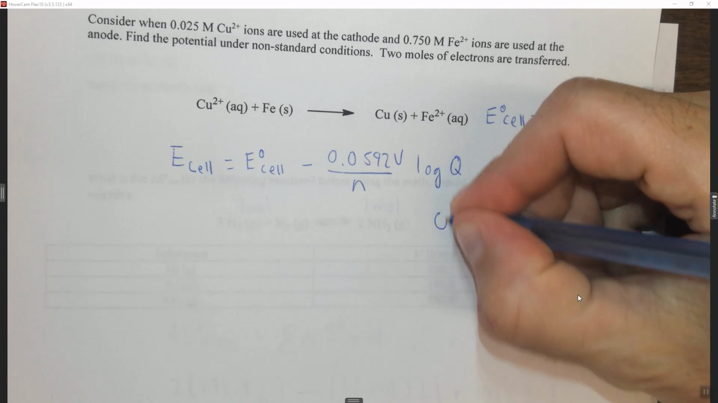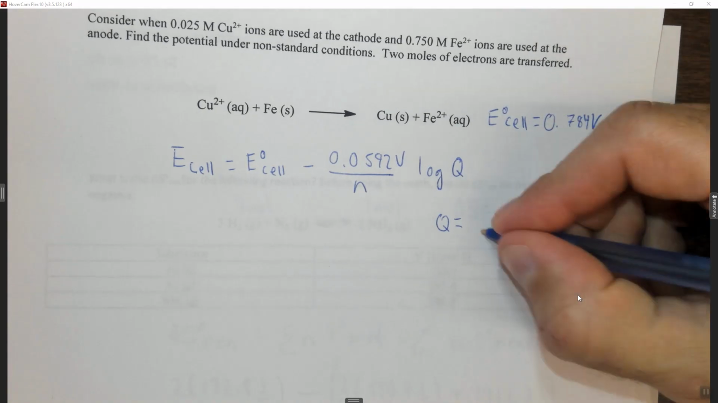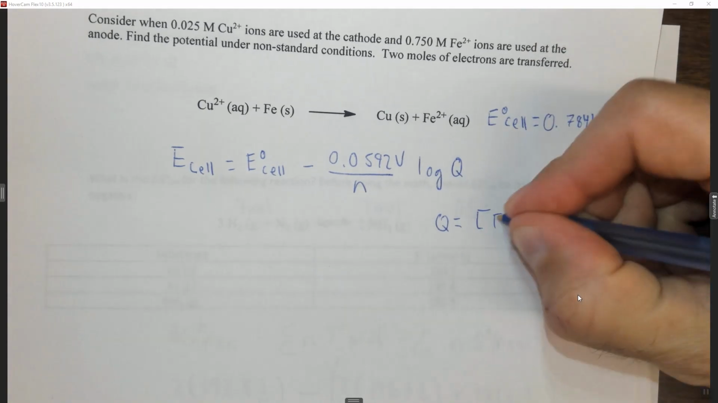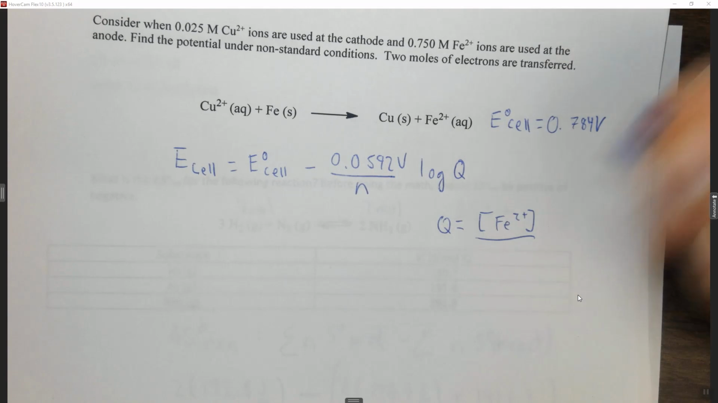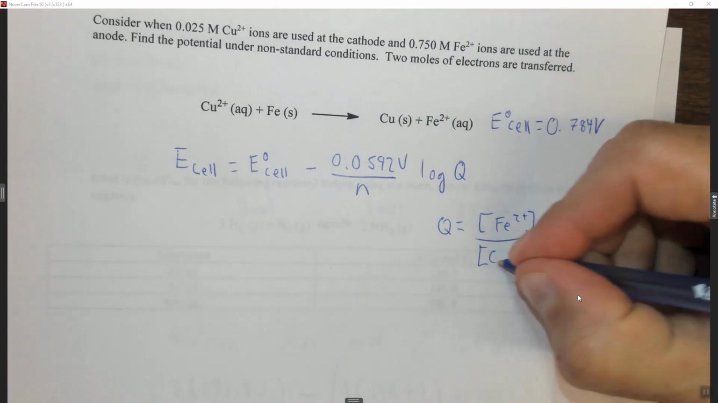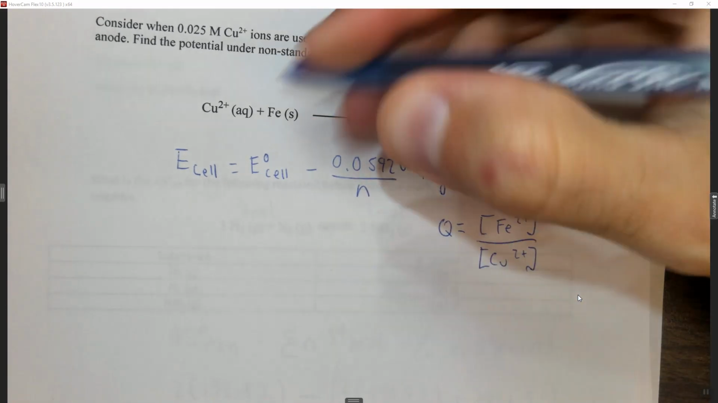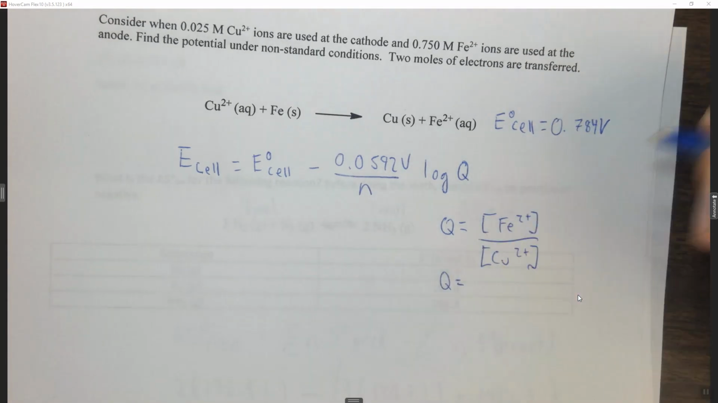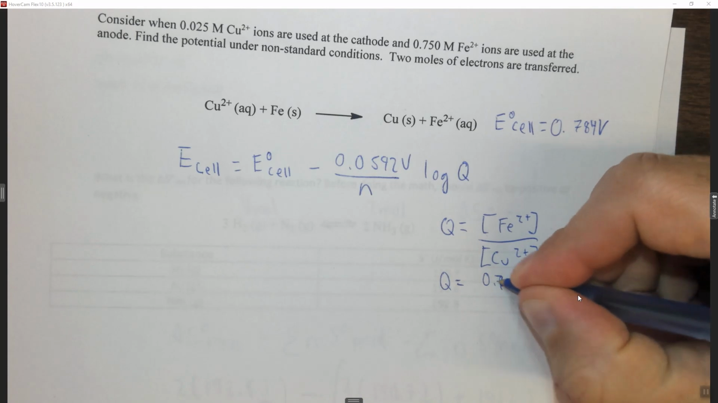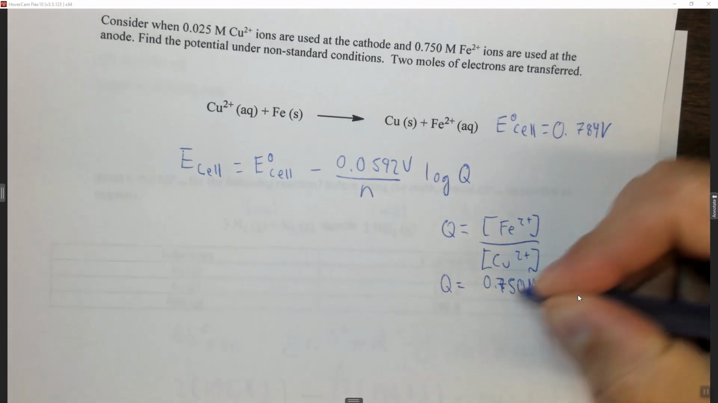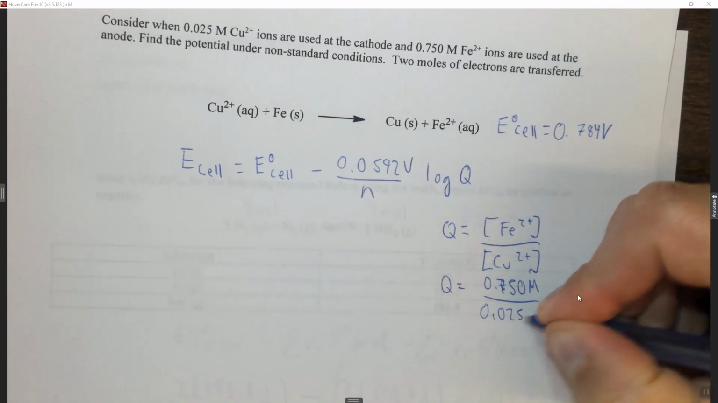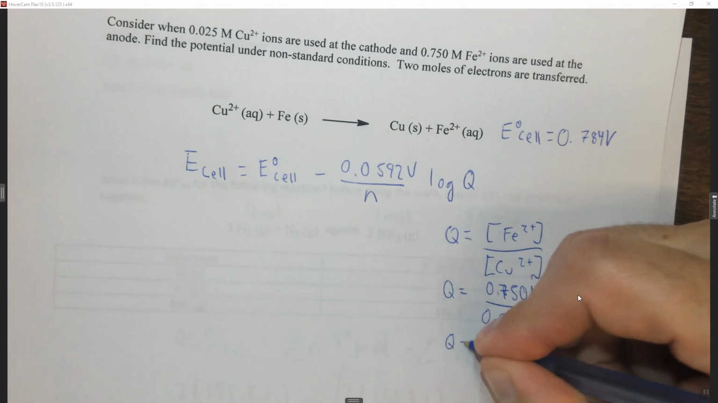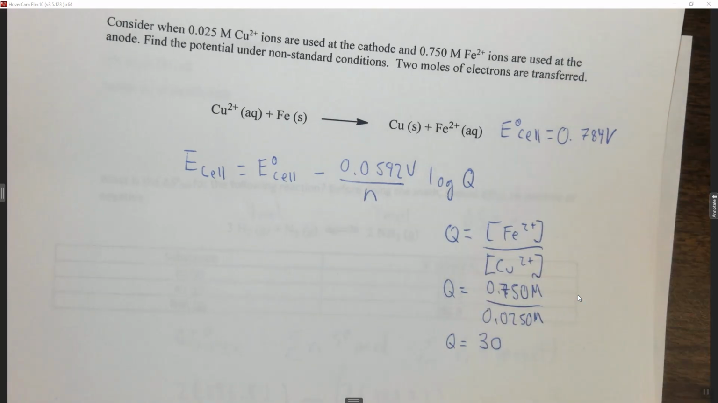So Q is products over reactants, but in this case, the only product that's aqueous is the Fe2+, and the reactant that's aqueous is Co2+. Since we have iron and cobalt, they're solids, they don't get factored into the Q. So Q equals 0.750 molar divided by 0.0250 molar, and then Q is equal to 30. All right, now we can just plug in.